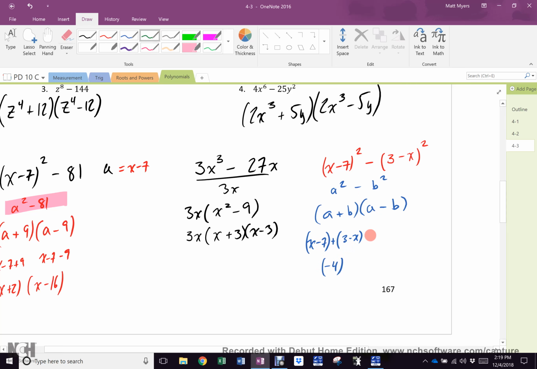Now we do a minus b. What's a? Wait, how did you get negative 4? Negative 7 plus 3. What's a? X minus 7. Minus, what's b? 3 minus x. What's x minus minus x? X plus x, which is 2x. What is negative 7 minus 3? Negative 10.